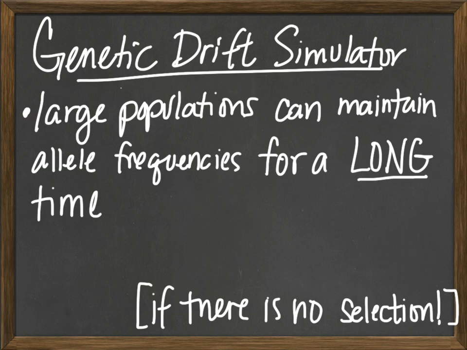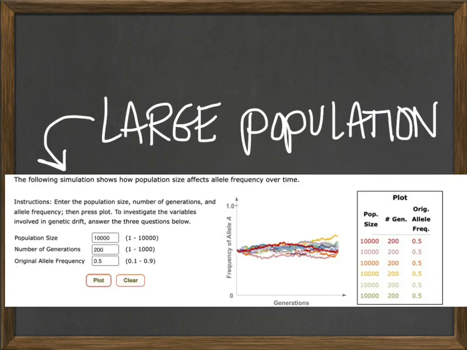In large populations, you can see allele frequencies staying fairly constant for a really long time. Again, if there's no selection and we're only talking about genetic drift. Here's a larger population. This was 10,000 individuals run for 200 generations. And as you can see, not a single one of those simulations, and again, I ran probably 10, 15 of them, not a single one of those populations lost or fixed this allele.